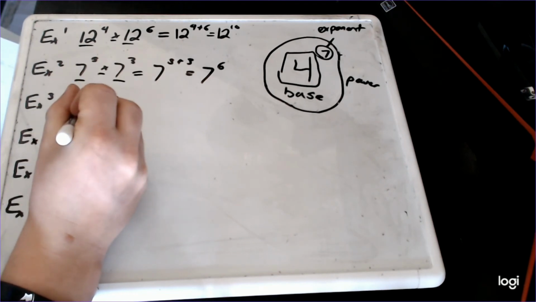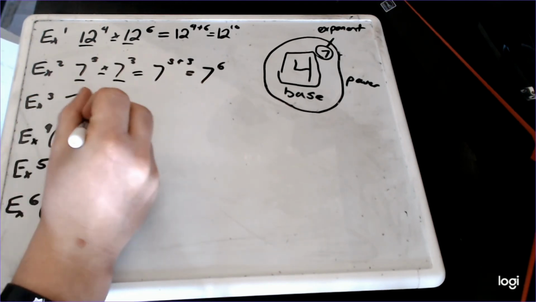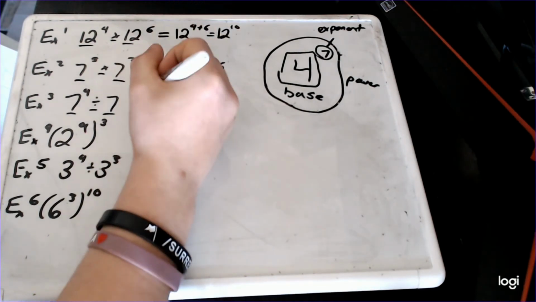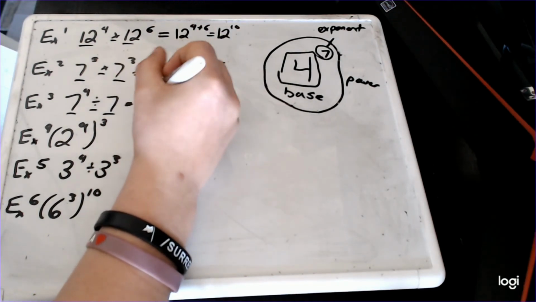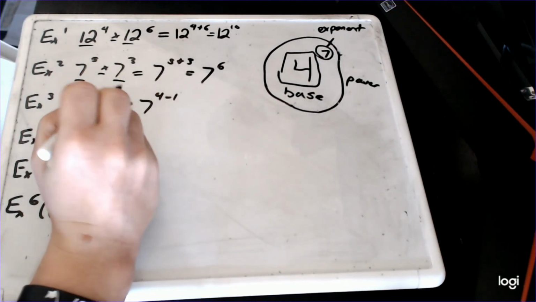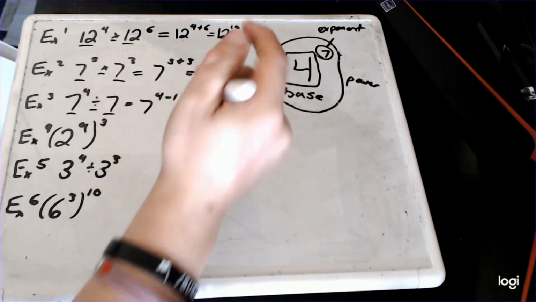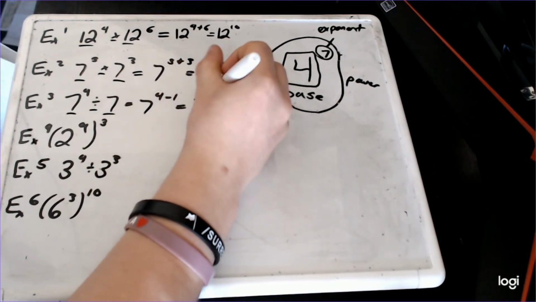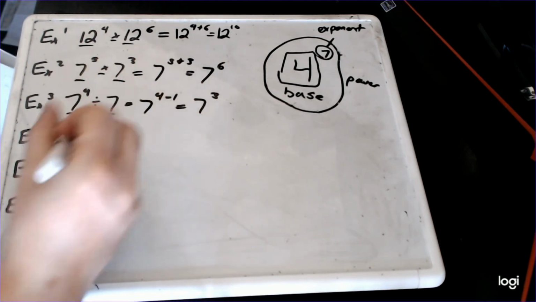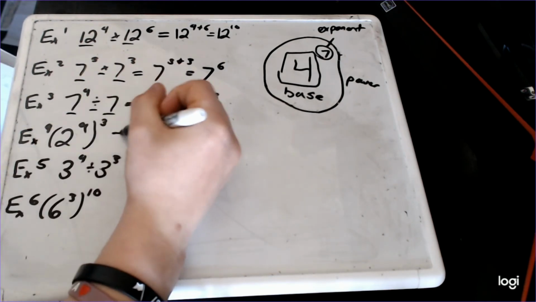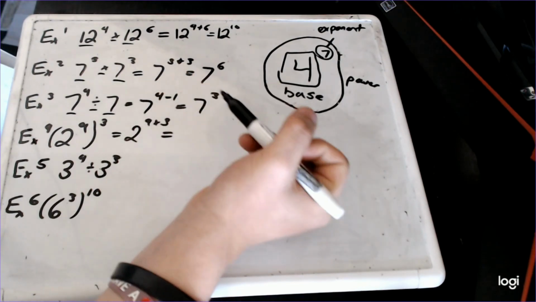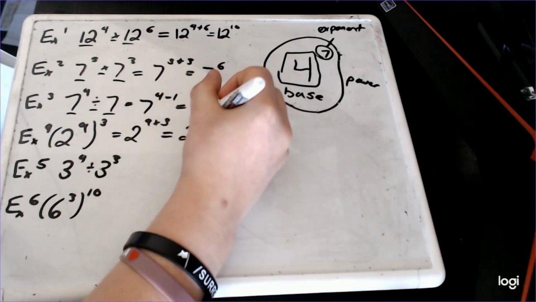All right, we have division this time, and same base, so we know we're going to be subtracting. So that equals 7 to the 4 minus 1, because remember, we have an imaginary 1 if there is no exponent written. And that equals 7 to the 3. So now we have power of a power, so we take this as 2, 9 times 3, which equals 2 to the 27.